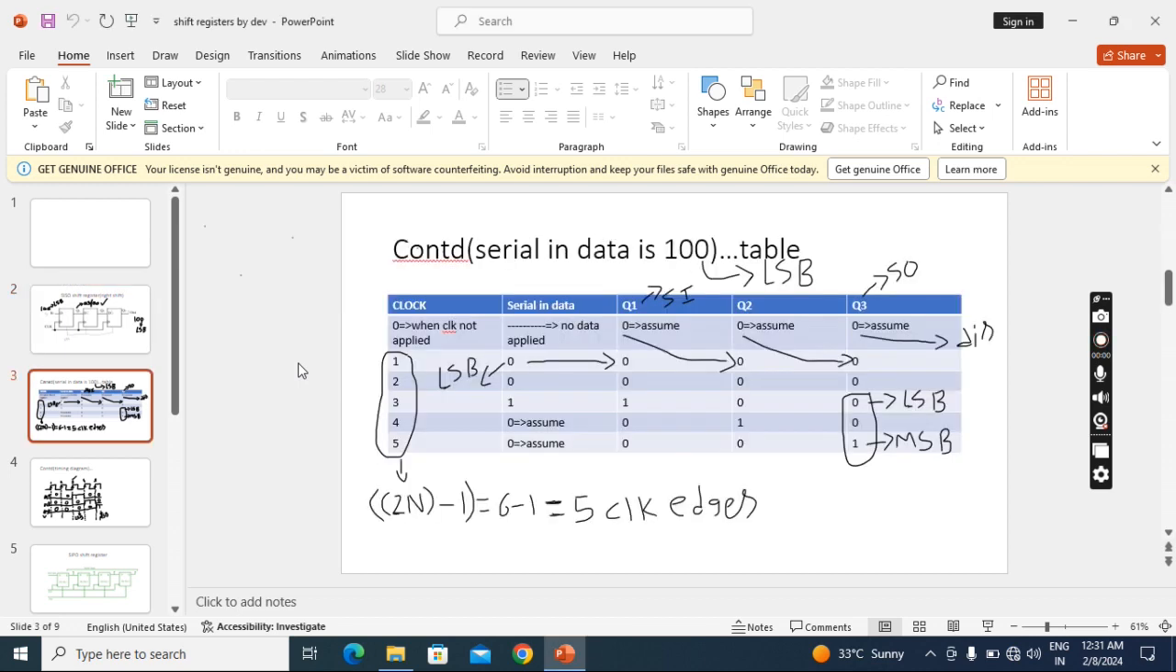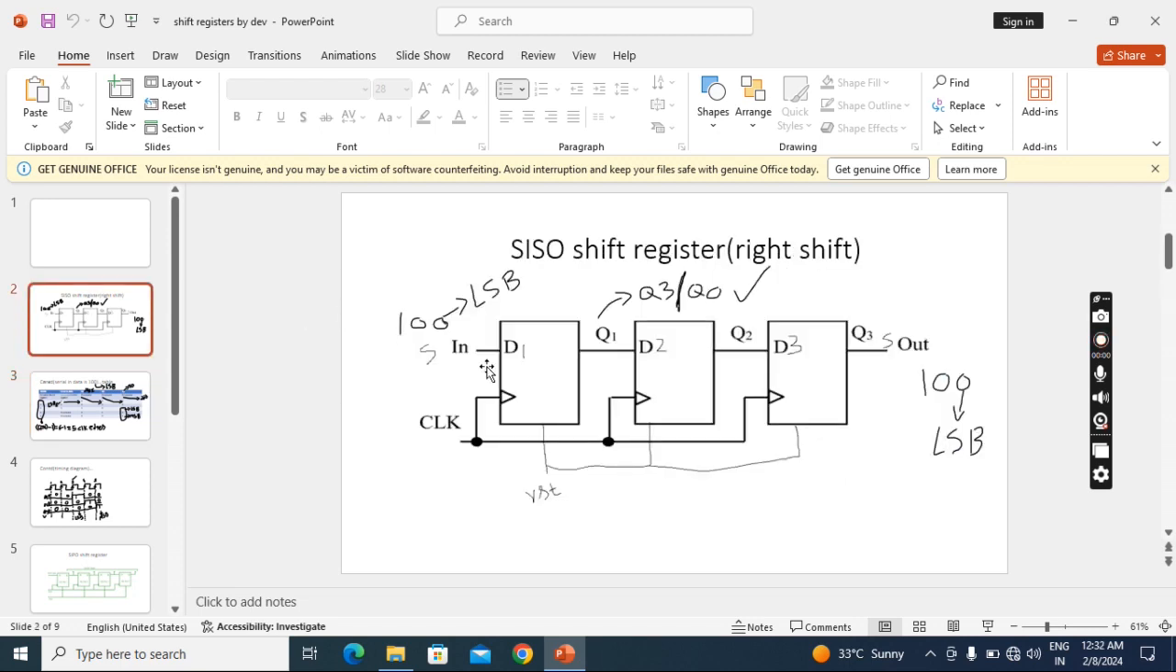So to know the working, we have to draw a table like this. So here we have to take the clock. Why do we need the clock? So here we have to send 3 bits. So at the first clock edge, 1 bit will go. At the second clock edge, another bit will go. At the third clock edge, another bit will go. But after 3 clock pulses, we won't get output.